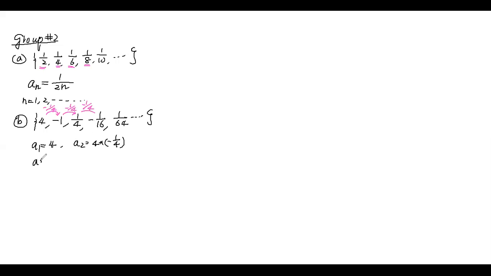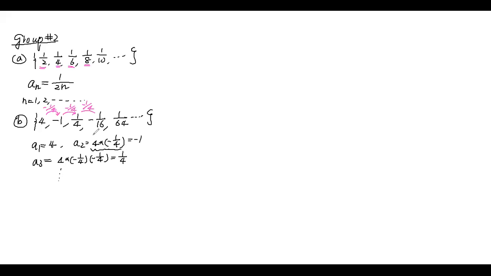Then let's see a3. The a3 here will be 1/4, right? So this one gave you negative 1. So a3 is what? A3 is really these numbers, right? So it will be 4 times negative 1/4, then you times another negative 1/4. That's why we give you positive 1/4 here. So you start to see the pattern here.